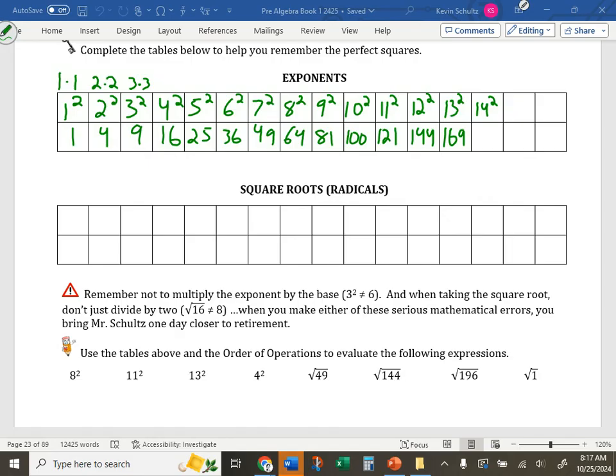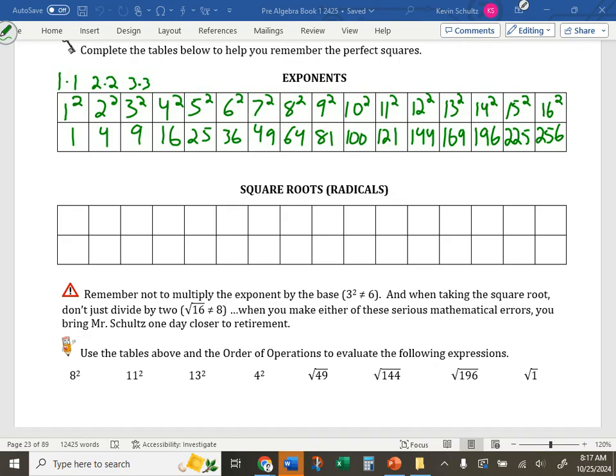196. 15 squared? 225. And finally 16 squared? That would be 256. Okay. So if you weren't able to come up with these, that means on the test you're going to have the same struggles.